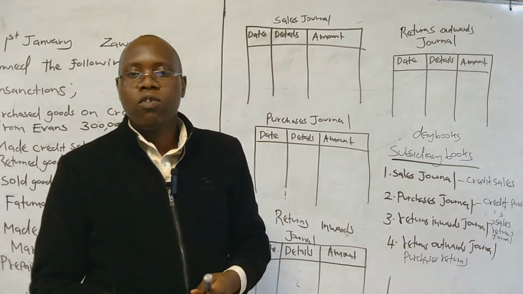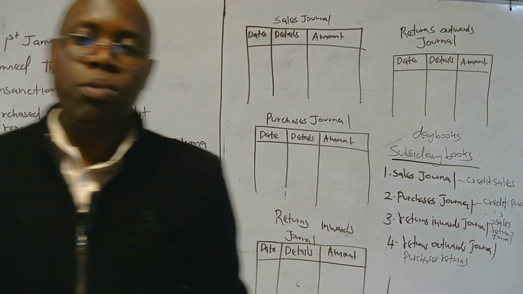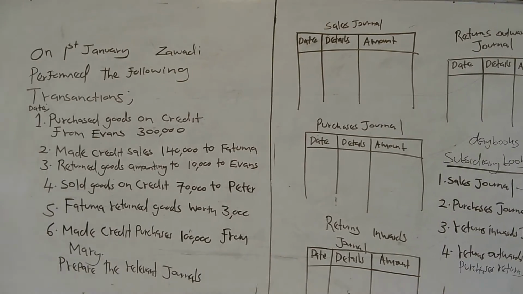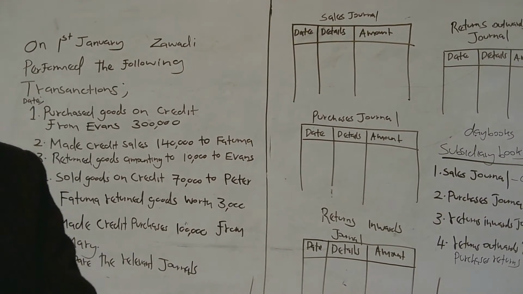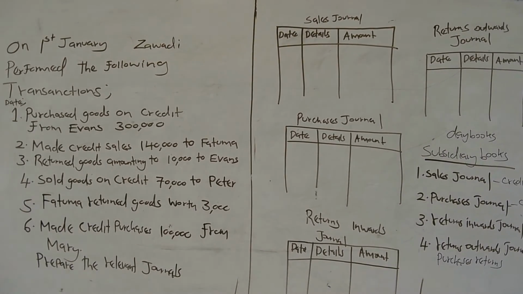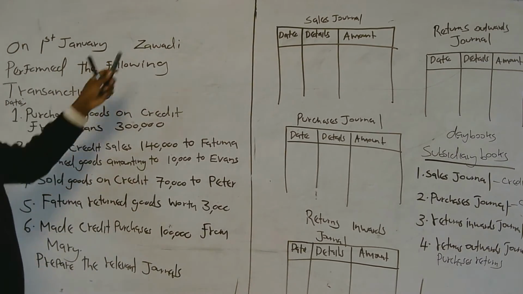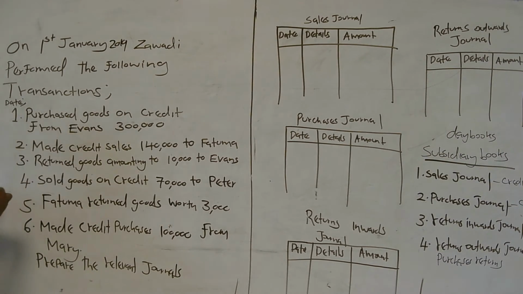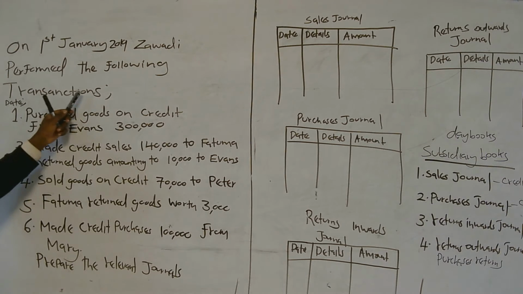So we are going to have a question to be able to record transactions in these particular journals. That is the question there. We have that question of Zawadi. So you can see the question of Zawadi there. That's the question I want us to attempt. So we have been told that on 1st January, it was maybe 2019, Zawadi performed the following transactions.